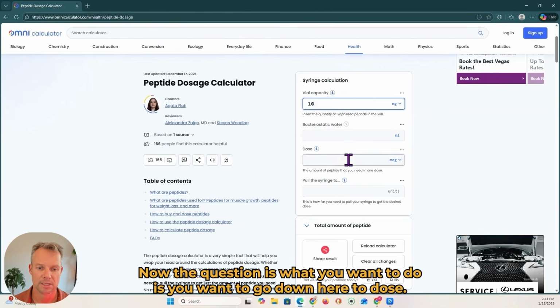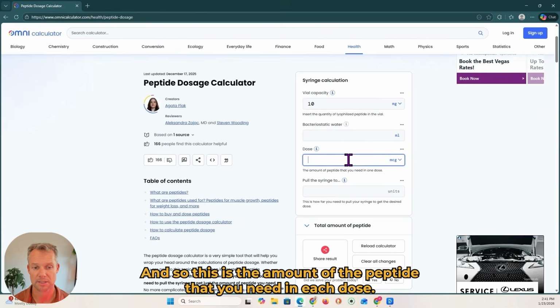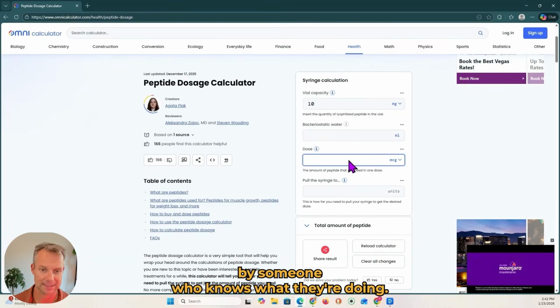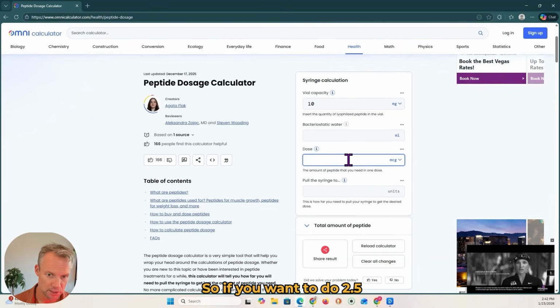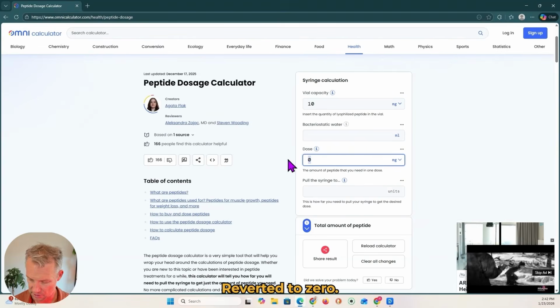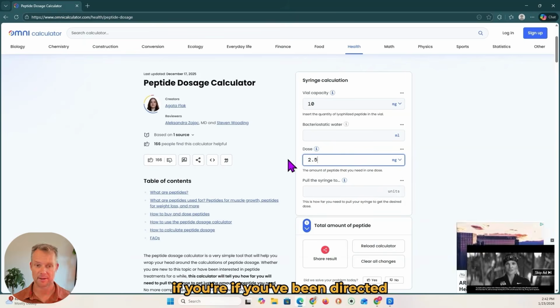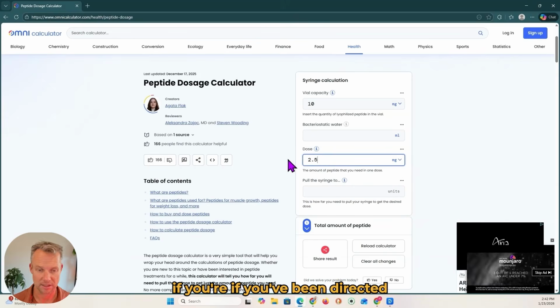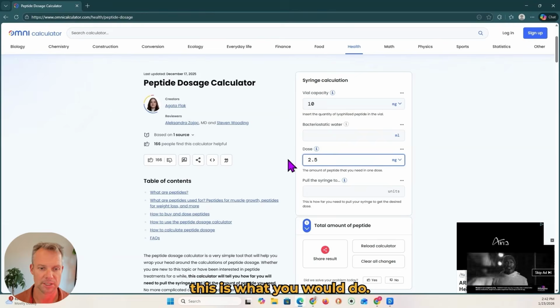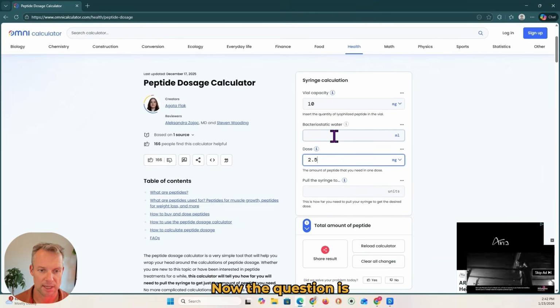Now what you want to do is go down here to dose. This is the amount of the peptide that you need in each dose, in other words, whatever dose you were prescribed by someone who knows what they're doing. So if you want to do 2.5, come over here and switch this to milligrams. So 2.5 milligrams. If you've been directed to inject 2.5 milligrams 3 times a week, as an example, this is what you would do. Now, the question is, how much water should I inject?